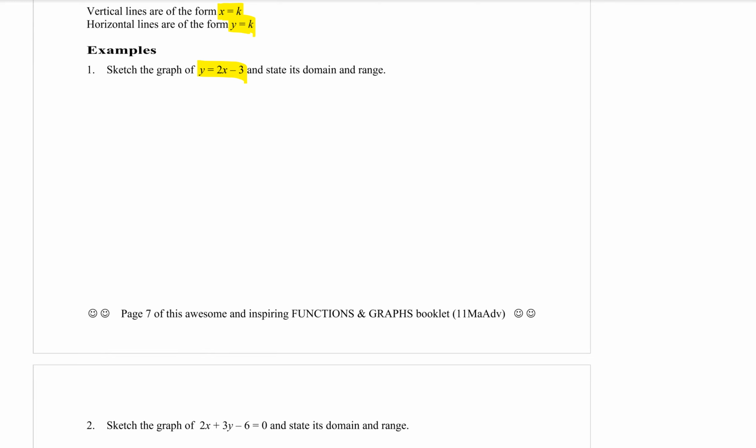Okay, so because it's in that form, let's use that method where my b is going to be the minus 3 on the end, and my gradient is going to be the 2, which is in front of the x. So to sketch that line, all I need to do is have a lovely drawn Cartesian plane here.